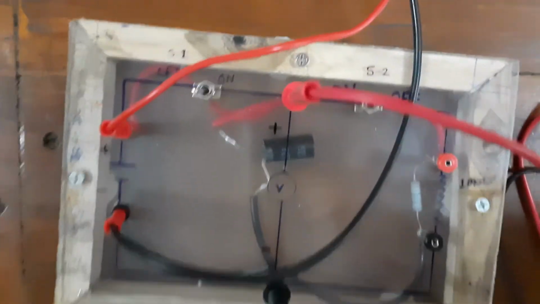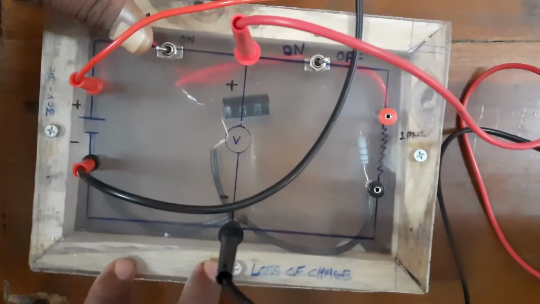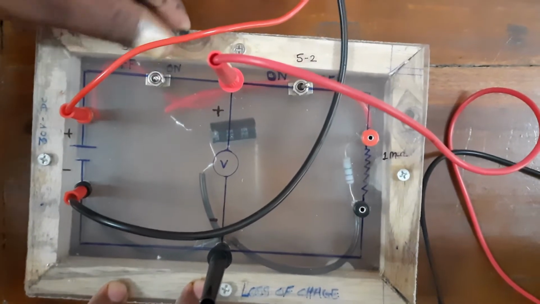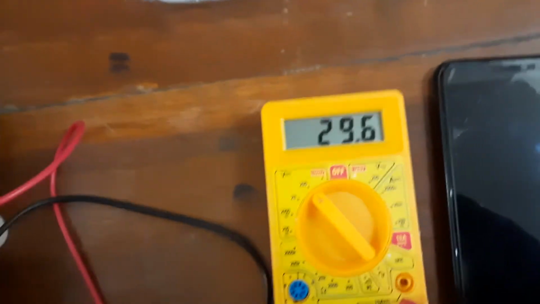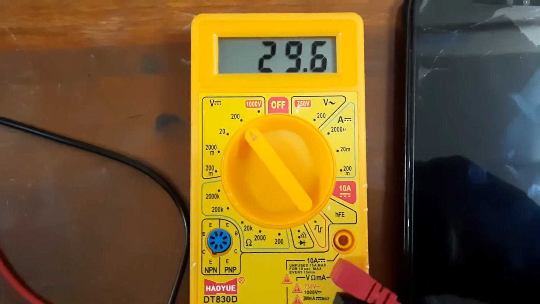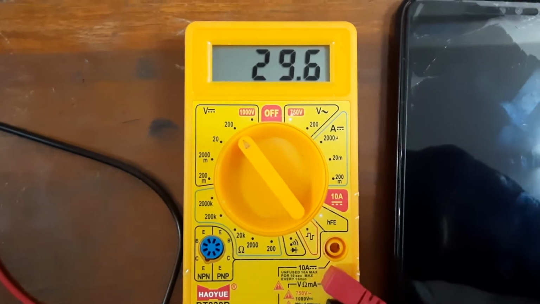Now we will turn on the switch S1 so that the voltage is supplied to the capacitor. So we have turned on the supply such that the voltage across the capacitor is the voltage of the power supply, approximately the same value, 29.6. Here it is 29.8.